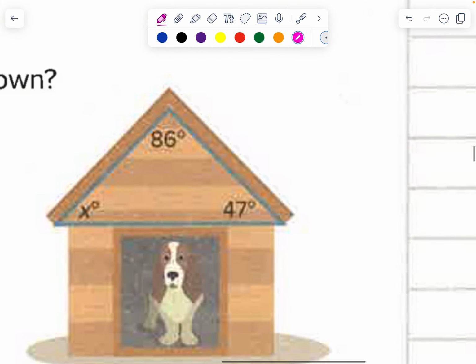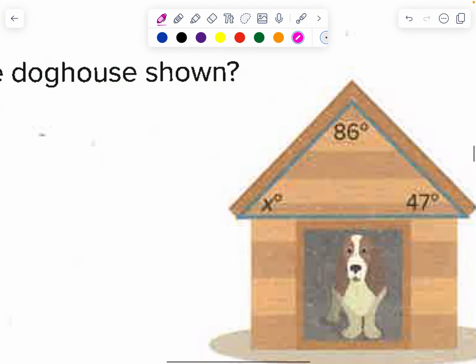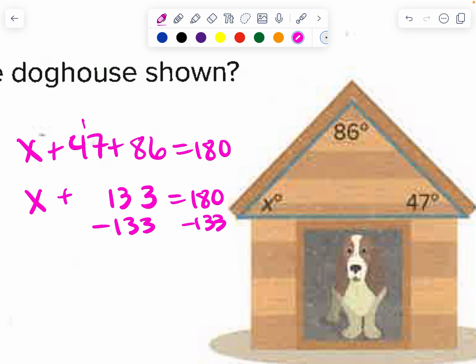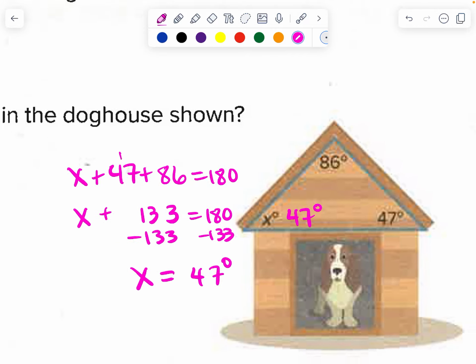Okay, so here I have 3 angles. I have x, I have 47, I have 86, and that should equal 180. So I combine like terms, so that's a 3, right? Yeah. That's going to be 12, 13, 133 is equal to 180. I subtract 133 from both sides, and I get x equals, that's a 7, 47 degrees. So this angle right here is 47 degrees.